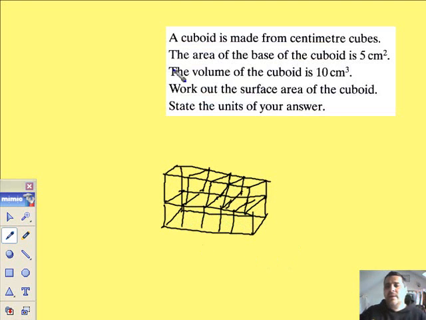So it's getting really confusing. Anyway, work out the surface area of the cuboid and state your units. Okay, well look, let me just draw what I've got now.